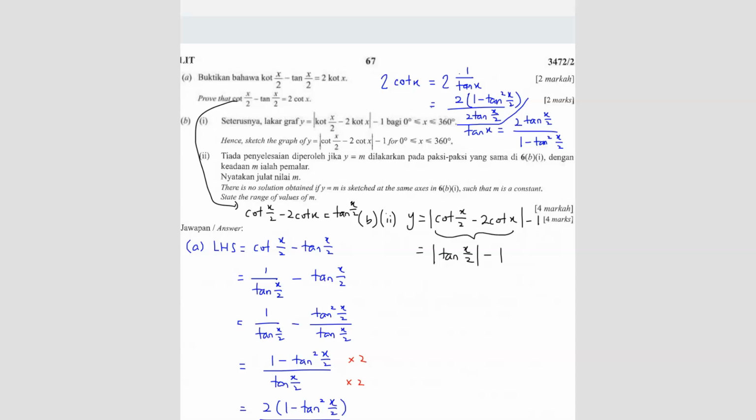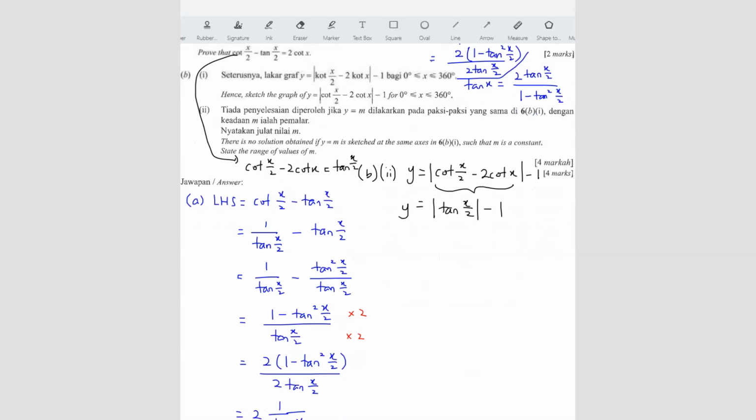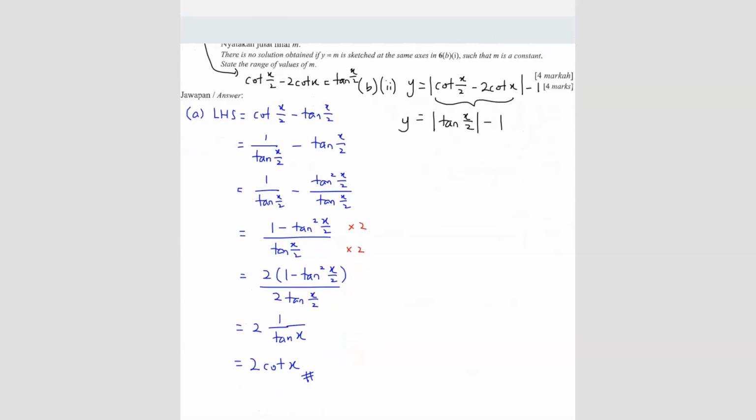This is much easier to sketch, right? So first thing, we are sketching what? X over 2, right? Tangent x over 2. We know that tangent x is how? If I ask for tangent x graph, it is like this, right? We know it's something like this. Here's the asymptote.